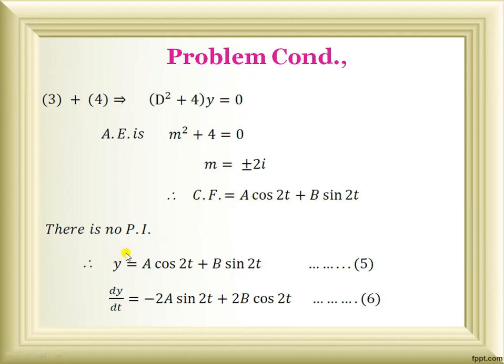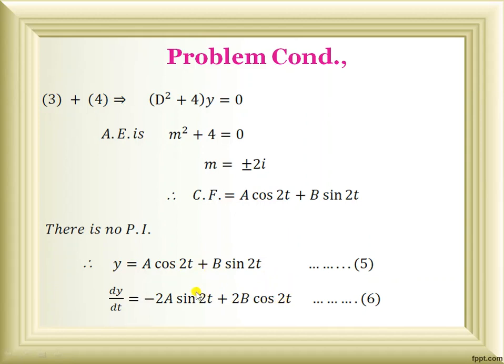Let us move on to the particular integral. There is no particular integral for this particular equation because the RHS value is 0. No need to go for the particular integral. So therefore, the final answer, the general solution for the dependent variable y, is equal to the complementary function alone. So immediately I need to find the derivative of this variable. Therefore, dy by dt is equal to the differentiation of cos 2t, which gives minus 2 times sin 2t, and sin 2t gives 2 times cos 2t.